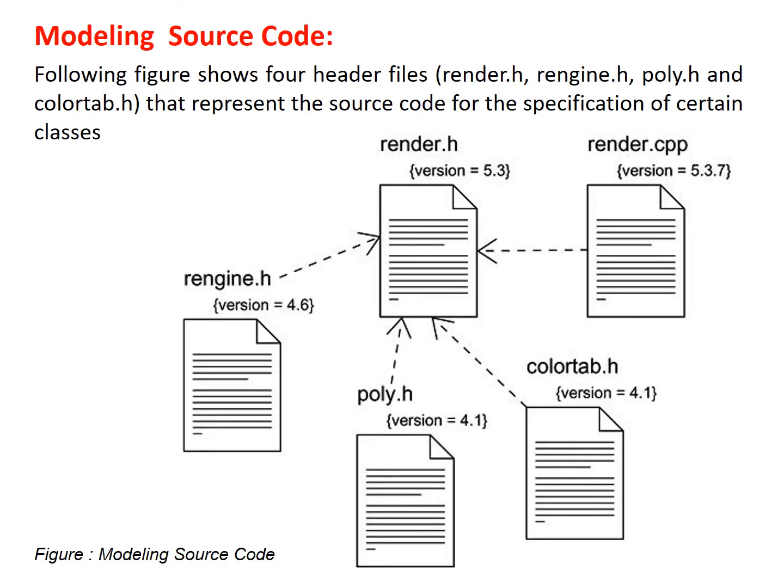Now we'll see modeling source code. Here this figure shows 4 header files, that is render.h, rengine.h, poly.h and colortab.h, that represents the source code for the specification of certain classes. There is also one implementation file called as render.cpp that represents the implementation of one of these headers.